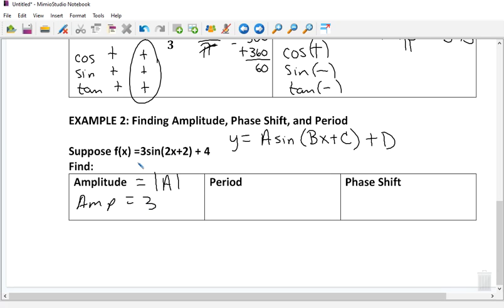Okay, the A value up here is 3. Now, in finding this right here, your period, kids, your period. Anybody know what the period's equal to? All right, doesn't matter if you don't. Here's the situation.